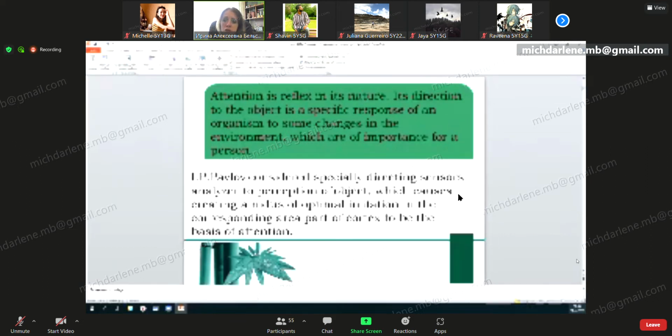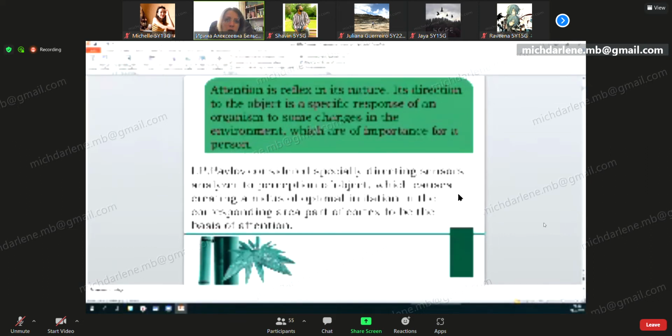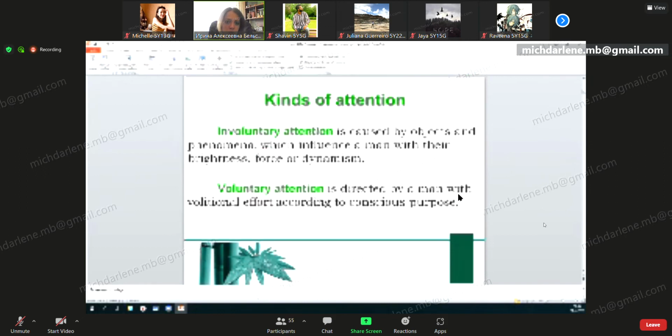Now let's discuss quickly what kinds of attention there can be. First of all, of course, there is involuntary attention, post-voluntary attention, and voluntary attention. Involuntary attention is caused by objects, specific phenomena or specific kinds of activities, which influence a man with their brightness, with force or dynamism. Voluntary attention is directed by a man with a volitional effort according to a conscious purpose.